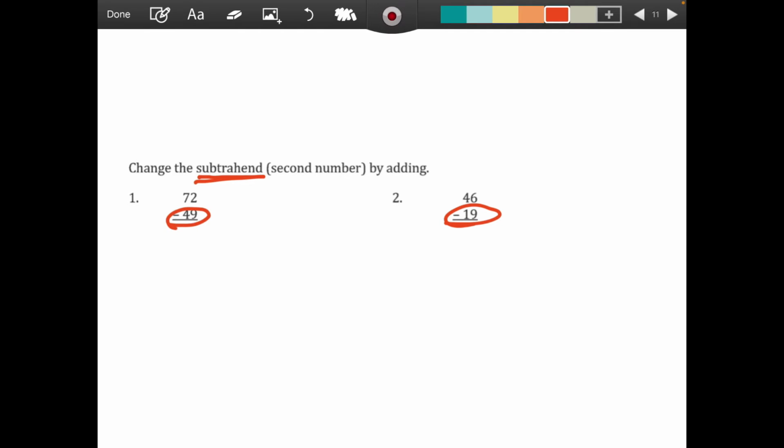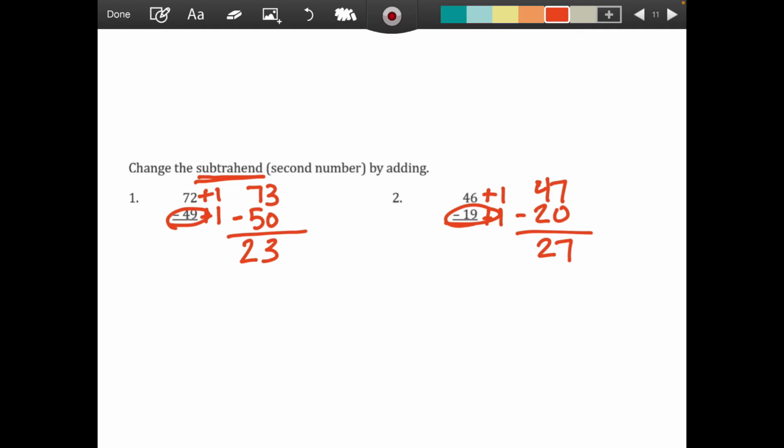Okay, over here it says we are changing the subtrahend, which is the second number, by adding. So over here I'm going to add 1, which is going to give me 73 subtract 50. But remember, we're still subtracting. So 3 subtract 0 is 3. 7 subtract 5 is 2. Over here, I'm going to add 1 again. So we have 47 subtract 20, which is going to give me 27.